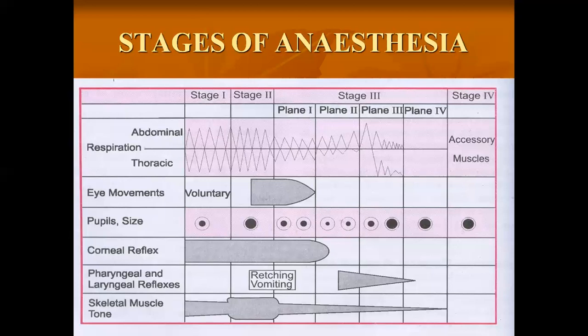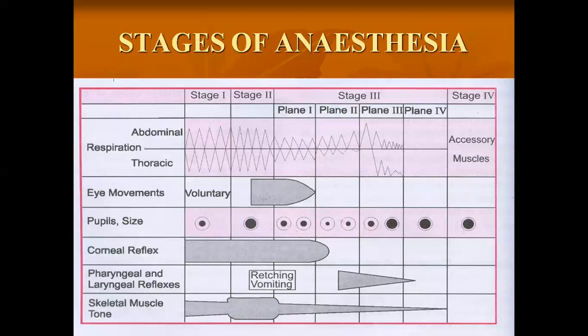Stage 3 is the stage of surgical anesthesia. This stage is characterized by regular respiration, a gradual loss of reflexes, and a relaxation of the skeletal muscles. Reflex activities are lost. This stage is usually employed for surgical intervention, and it is divided again into plane 1, plane 2, plane 3, and plane 4.